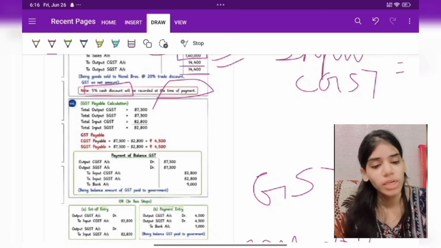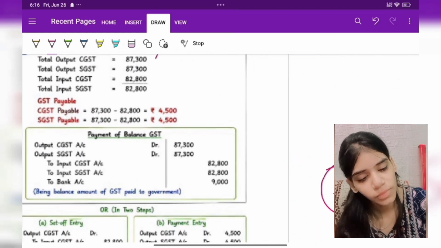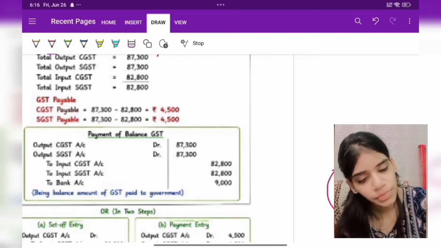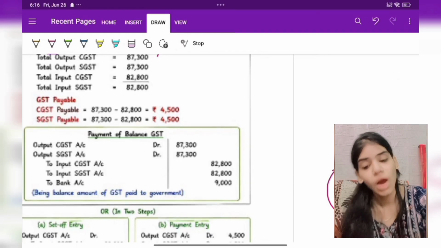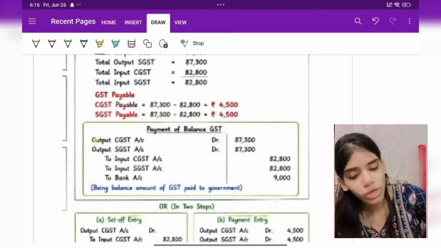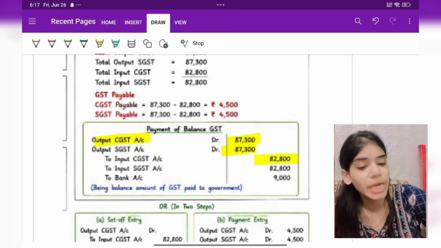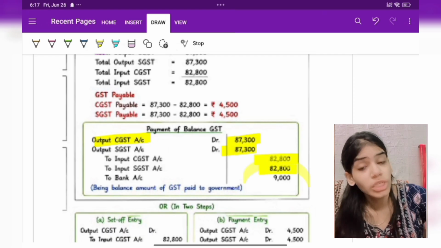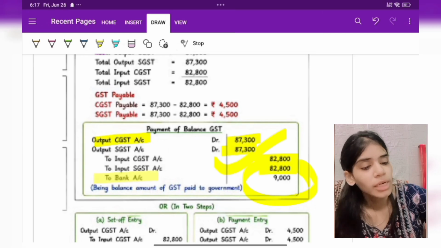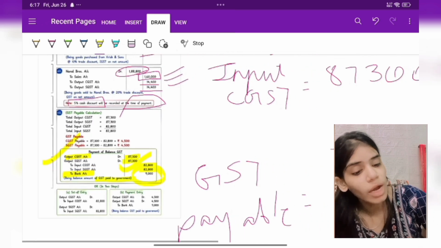Now let's come to the journal entry which we will pass. Now as we calculated, the total of output CGST was 87,300, output SGST 87,300, and input CGST and SGST was 82,800, and the difference that was coming was 9,000. So this is the difference which will go to bank, which will be paid to the government.